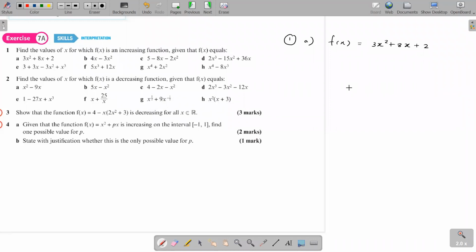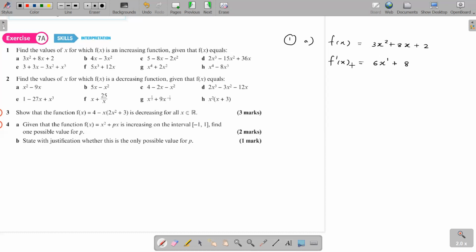So how do you find the values of x where f(x) is an increasing function? You must first differentiate. So get f dash x, the first derivative. When you differentiate 3x², you take the power in front and subtract 1 from the power, right? So you get 6x to the power 1. 8x differentiation is simply 8. Can you all remember P1 differentiation? And plus 2 becomes 0. This is f dash x.